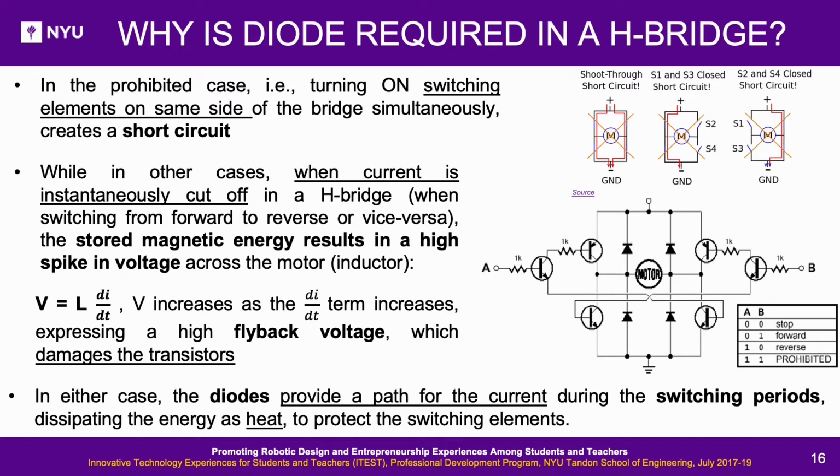On the contrary, if both switching elements on one side are turned off, the motor inductor voltage will jump high enough to create a path for current flow by damaging the switching element to create a short circuit. The diodes provide a short circuit path, dissipating this energy as heat. Please note that the switching elements here refer to transistors or relays.